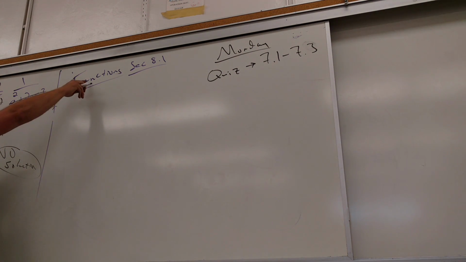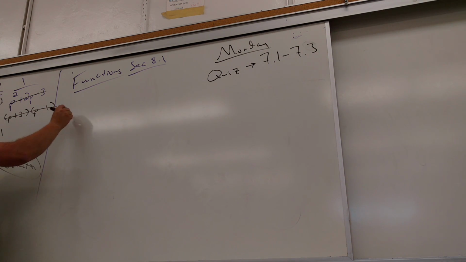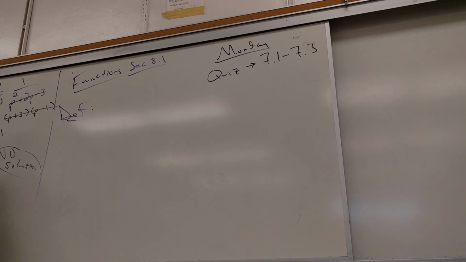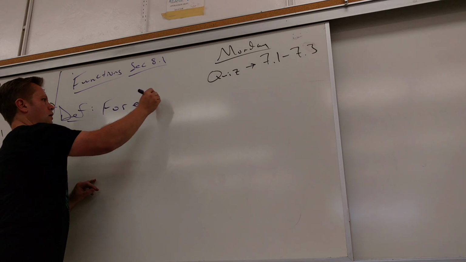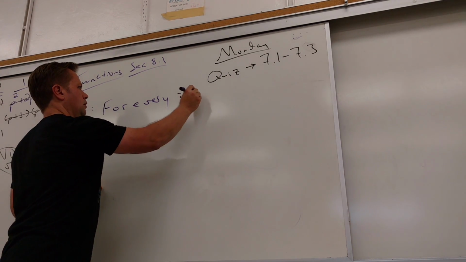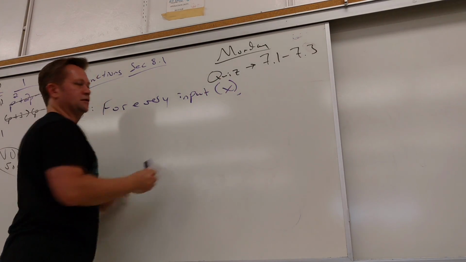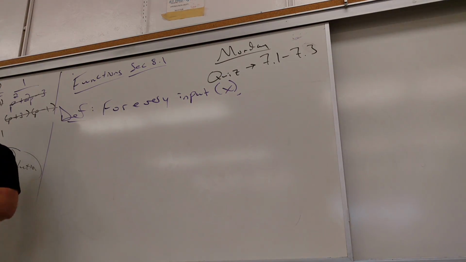So a function, the definition of a function. Anybody ever heard of Highlander? Highlander, okay, good. You'll get this. The rest of you, this is the definition: for every input, and inputs are normally X, there can be only one. There can be only one.